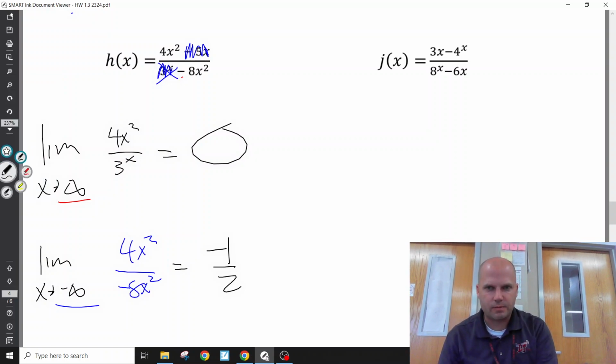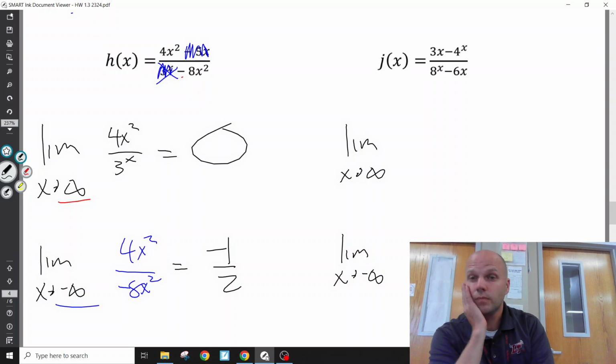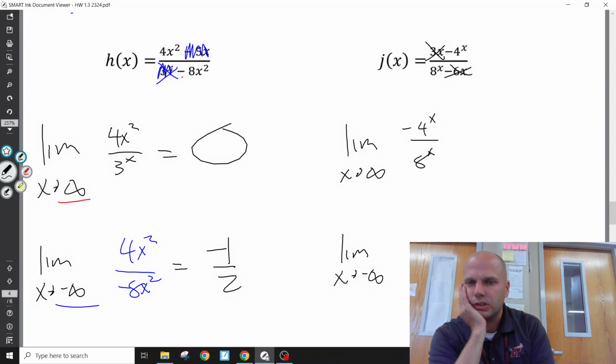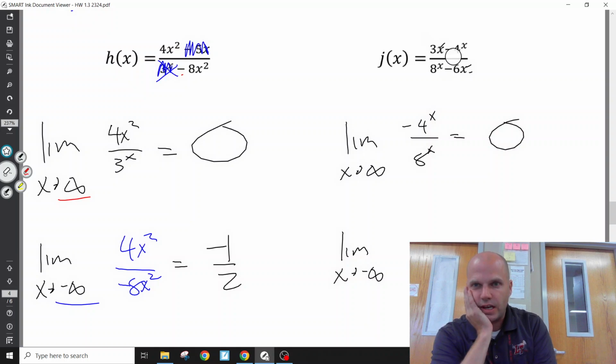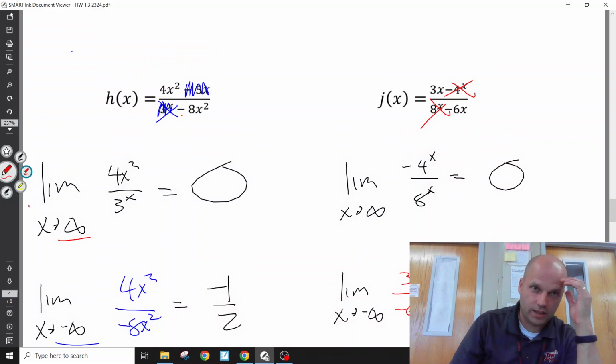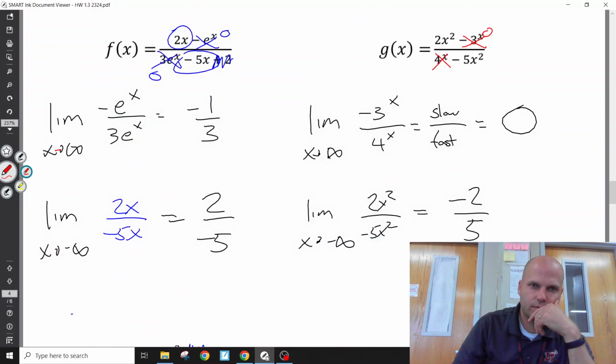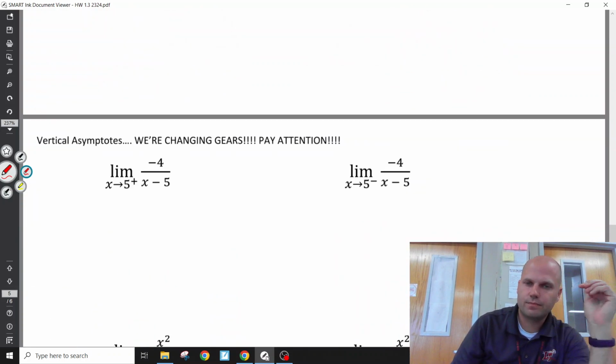Last two horizontal asymptotes. To the right, 3x, 6x, no big deal. I just get negative 4x over 8 to the x. Slower over faster. To the left, the negative 4 to the x, the 8 to the x. 0, 0. We end up with 3x over negative 6x, which is negative a half. It's funny how I got the same answers over and over and over again. But anyways. All right.